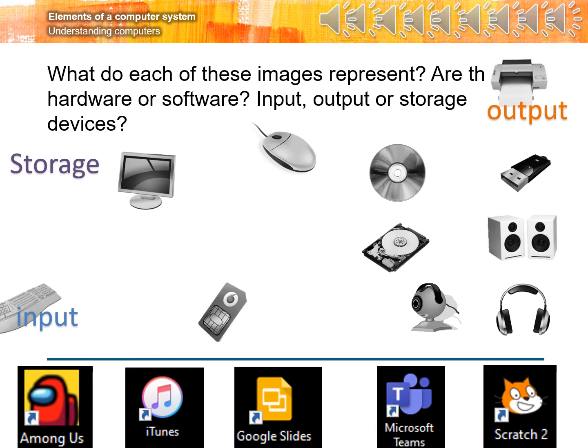The mouse would also be an input device because you click and record where you are on the screen. You also use the scroll button to provide input, so that's an input device. The headphones and the speakers would both be output devices because sound is coming out of the computer to the user.